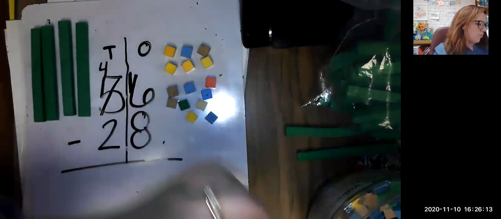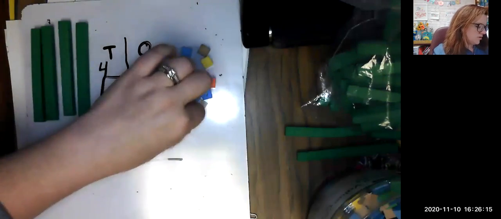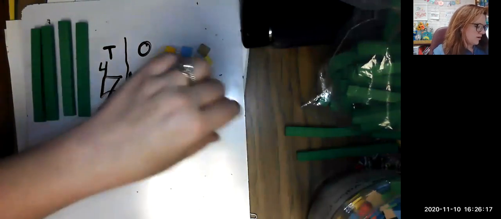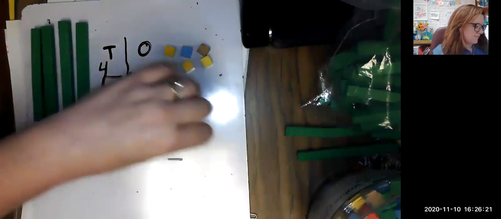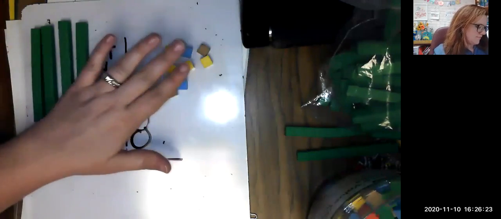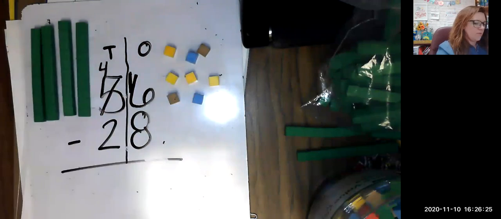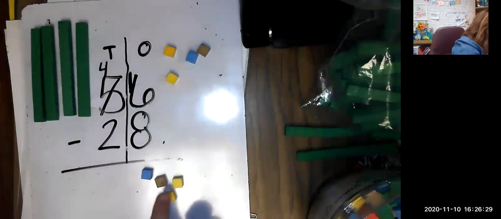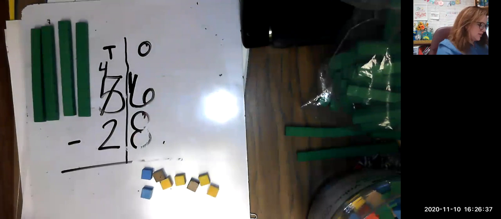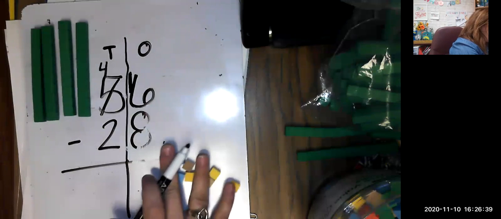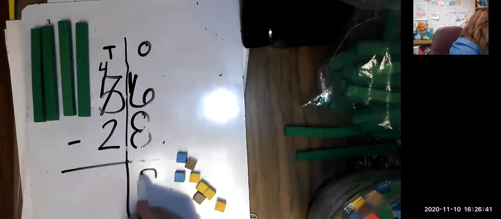Let's do that. 1, 2, 3, 4, 5, 6, 7, 8. Now let's count how many we have left. 1, 2, 3, 4, 5, 6, 7, 8. I have 8 ones left. So in my ones spot, I'm going to write the number 8.